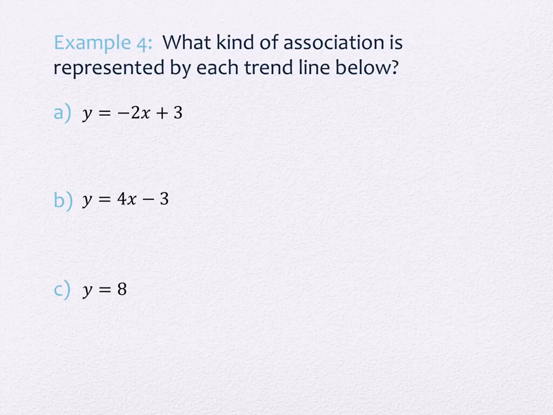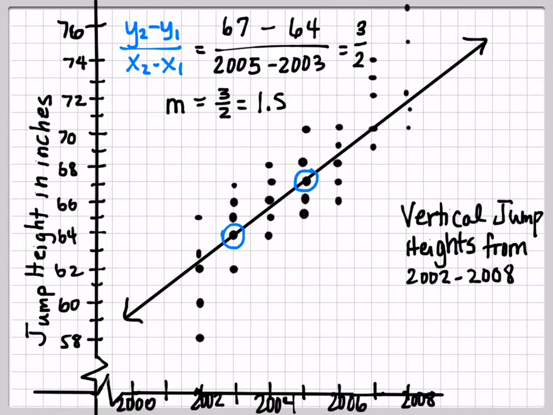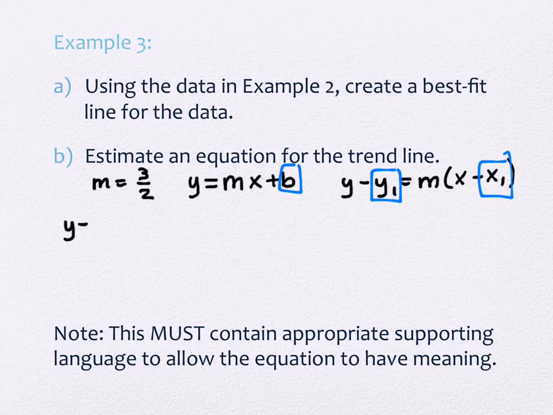So here's the first one. Let's actually pick an ordered pair, and maybe it's one of the circled ones that I picked. We could use that. That'd be fine on our graph. So since we've already found these points, let's just use this first one, 67 and 2005, okay? So that's my x1 and my y1 in my equation. So I have y minus y1. What was the y1 value? 67. The y values are the heights. The x value is the 2005, though. So the m is 3/2 times x minus 2005.